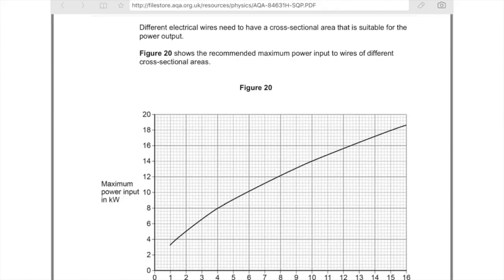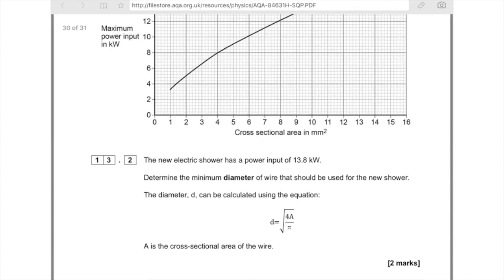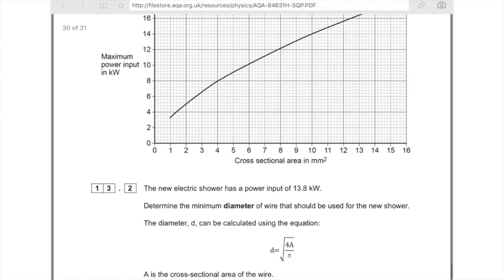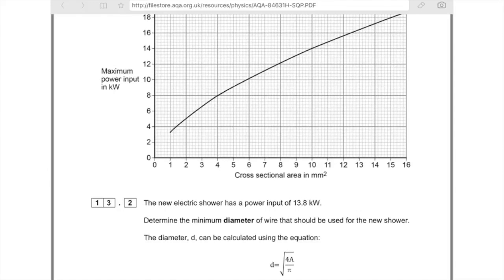Different electrical wires need to have a cross-sectional area that is suitable for the power output. Figure 20 shows the recommended maximum power input to wires of different cross-sectional areas. The new electric shower has a power input of 13.8 kilowatts. Determine the minimum diameter of wire that should be used in the new shower. The diameter D can be calculated using this equation where A is the cross-sectional area of the wire. Don't get too panicked. It's just a matter of substituting these numbers in. So we're looking for a power input of 13.8. So you're going to put a line across from 13.8 to here, bring that down. Oh, so inaccurate. I think the cross-sectional area, therefore, is 9.5.